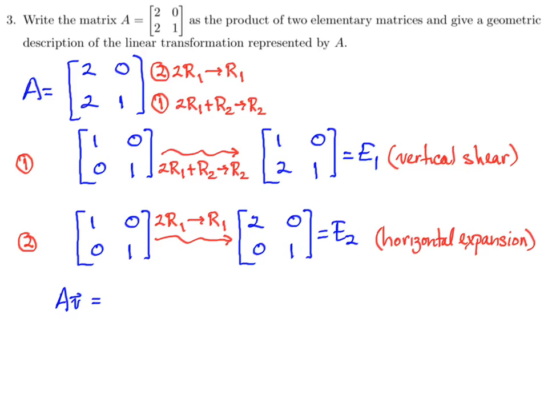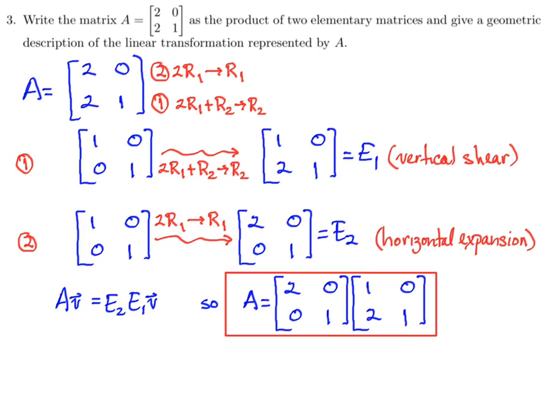And so what is A doing to a vector V? The first thing it does is vertically shear V. So we're multiplying V by E1 first. That's the first thing that happens. And then we're multiplying that vector by E2, the horizontal expansion. So then we can write A as the product E2 times E1 in that order. Notice E1 is on the right because that's the first thing that's going to happen to the vector. And E2 is on the left because that's the last thing that's going to happen.